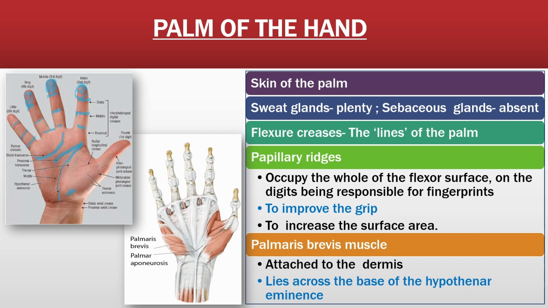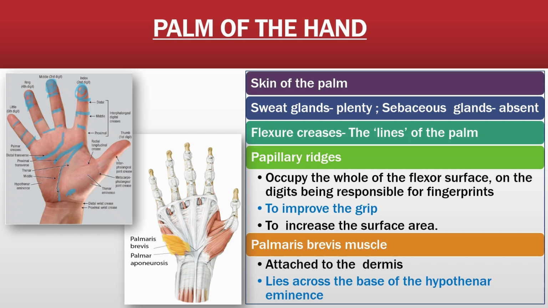Then when we open the hand and start with the dissection, we remove the skin layer. Just beneath the skin, there is this muscle known as the palmaris brevis. What is this palmaris brevis? It is a subcutaneous muscle.